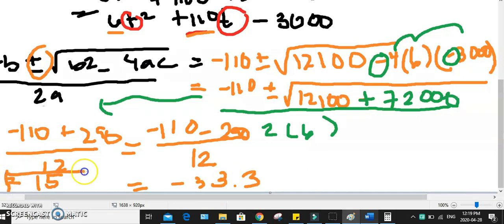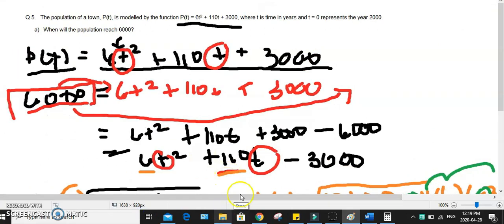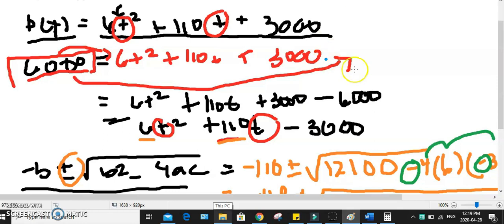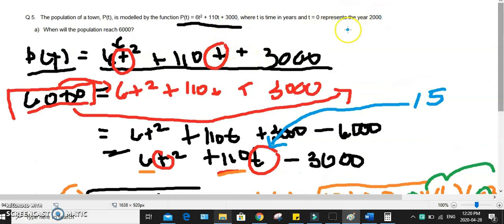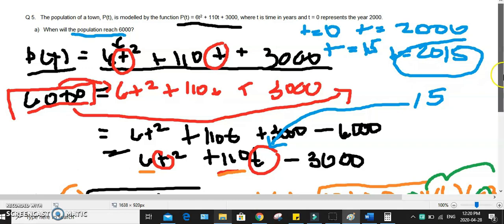So we have to use the positive value. As we go back to the top, our t, I'm going to write it in blue, is 15. And as we go back, t equals 0 is the year 2000, right? So if t is equal to 15, which is what we got, then the year is 2015. Okay, so we can stop there because we answered the question: in the year 2015, that's when the population is 6,000.